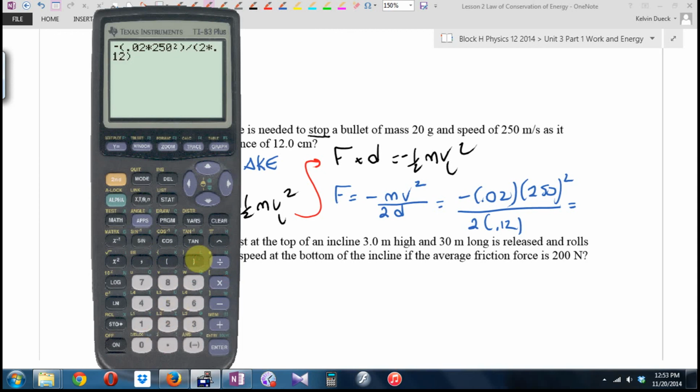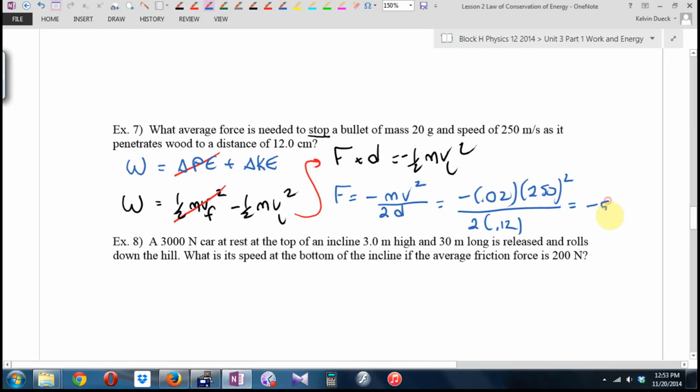And I get a force of negative 5,200, I guess, 10. Again, what's the negative saying? I'm not losing a force. The negative is saying, whatever direction that this bullet's traveling, the force will be applied in the opposite direction.